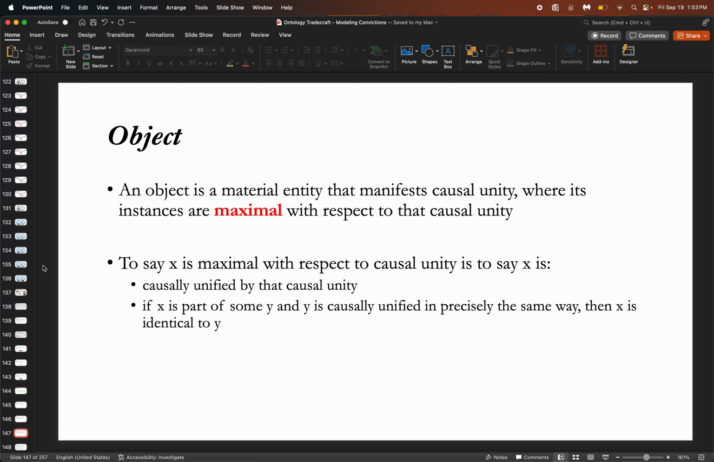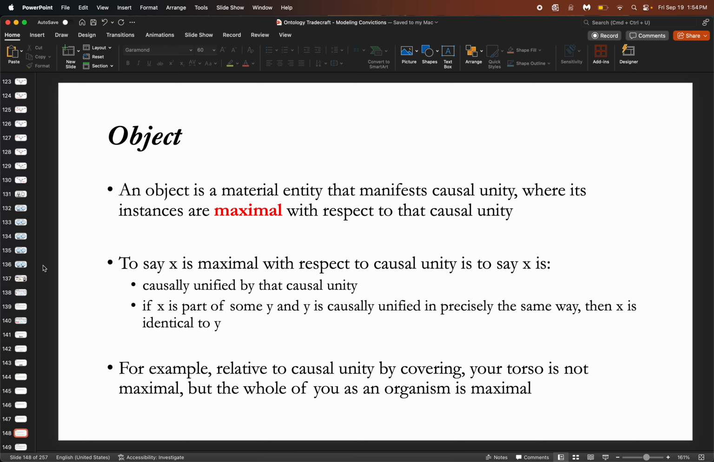So if you're trying to identify causal unity around just my arm, you'll note that my arm is part of something larger, and there's a causal unity around that larger thing. And so there's really just that one maximal causal unity that brings us all together. You can't just pick out parts of me and say that's causally unified. For example, relative to causal unity, covering your torso is not maximal, but the whole of you as an organism is.